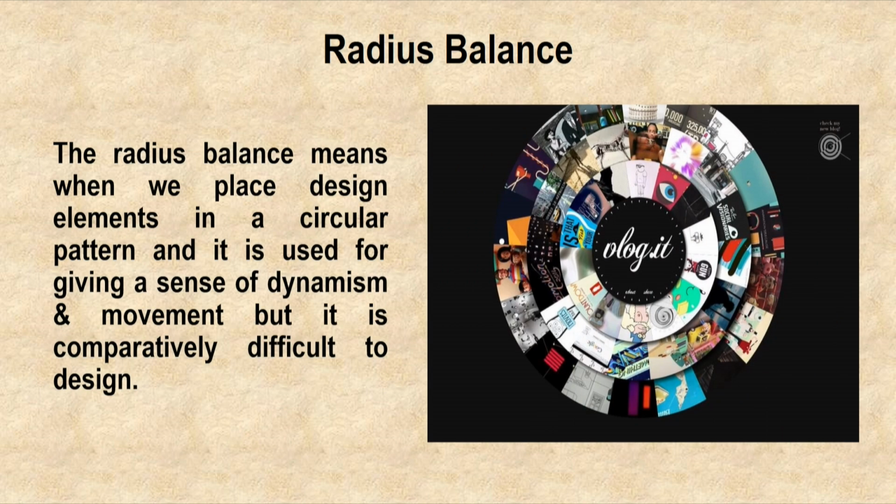The third one is radial balance. The radial balance means that we place the different graphic elements in a circular pattern, and it is used for giving a sense of dynamism and movement. But it is comparatively difficult to design on the part of the graphic designer.